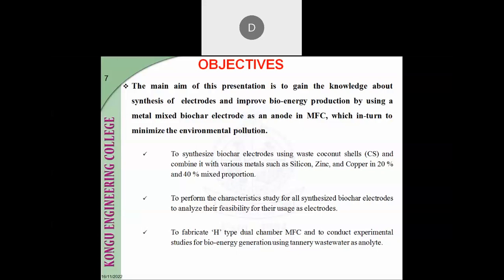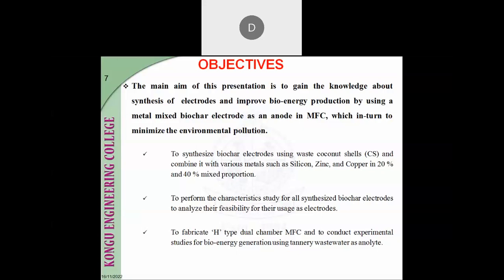And also, we have conducted the characteristic study for all the synthesized biochar electrodes, and to analyze their feasibility for the usage of electrodes. That is most important. Whenever you are doing some work, we have to check whether it is feasible or not.